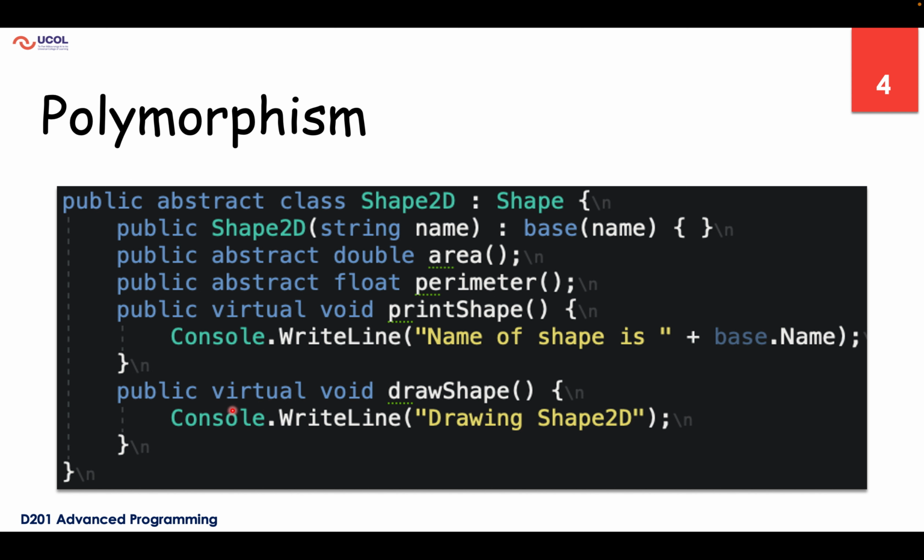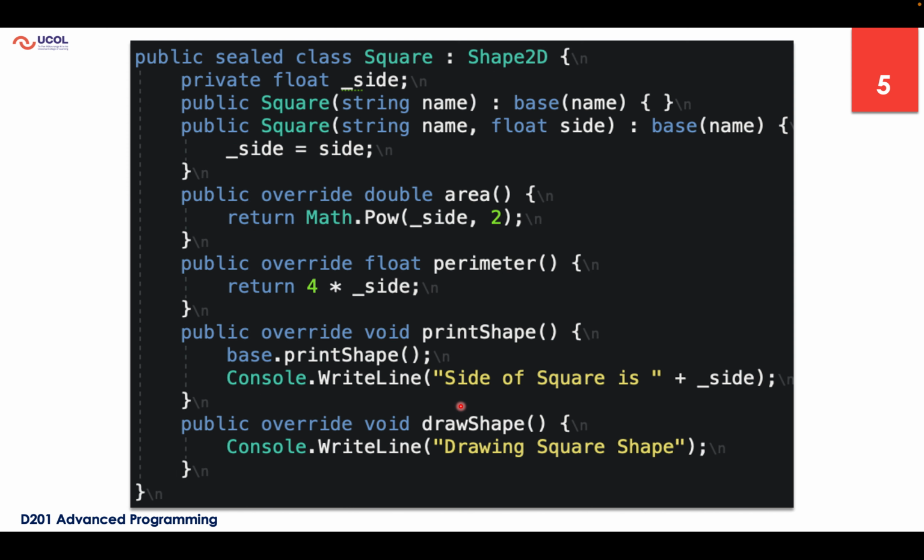And then again here we have another virtual method, which is draw shape. Again, based on the shape we need to draw a different shape on the canvas. So here we have a square class, which is the child class of the shape 2D that we have just seen. Here we have one floating side, that is side, and then we have public Square string. We are creating a constructor which takes a string value as an input, and then it passes it to the base, and then the base passes it to the shape class.